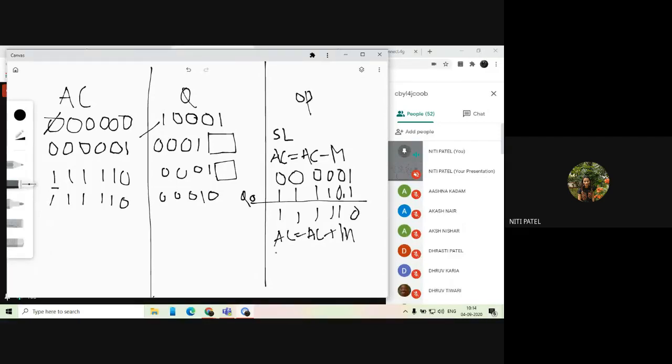So what is the contents of AC? 1, 2, 3, 4, 5, 0. And the contents of plus M? What is the contents of plus M? 0, 0, 0, 0, 1, 1. What do I get after this? All 6 ones. Yes or no?